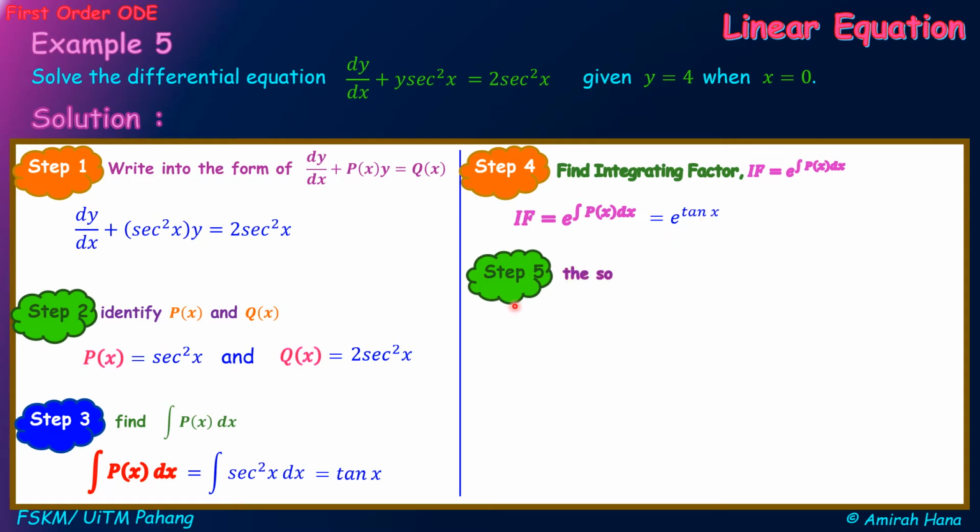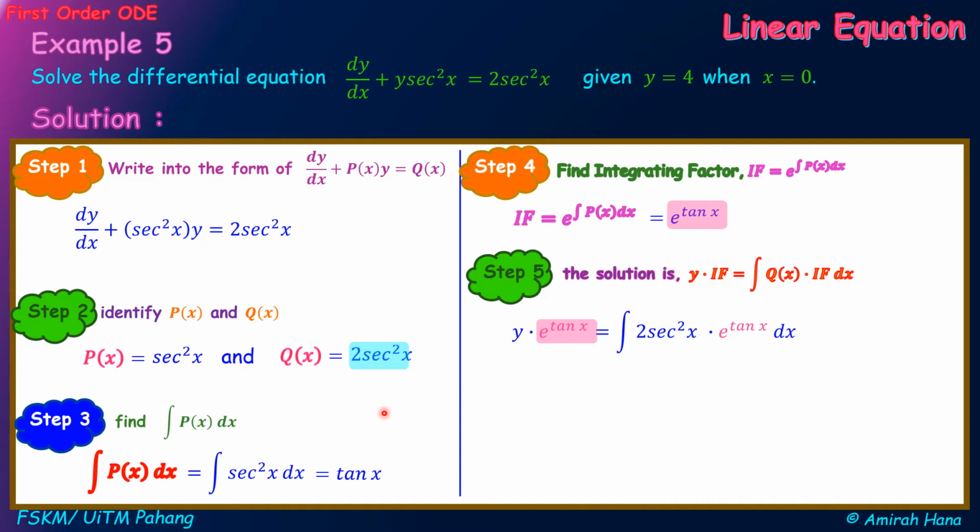After that, we continue with step 5. The solution is y times IF equals the integration of Q(x) times IF dx. So we have y times e to the power of tan x equals the integration of 2 sec²x times e to the power of tan x dx. We replace IF with e to the power of tan x, and Q(x) with 2 sec²x.